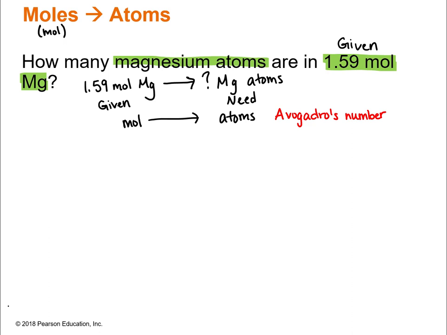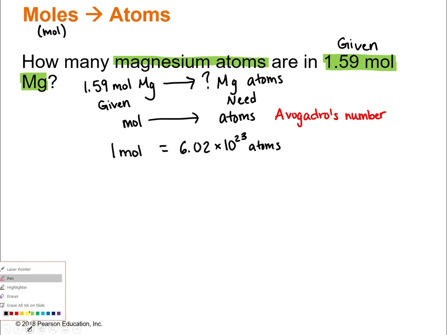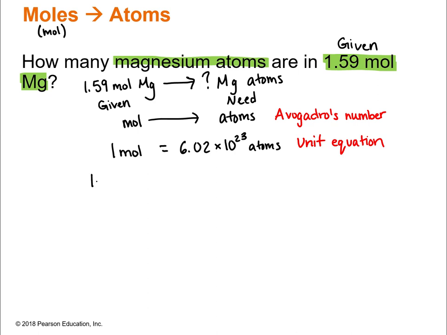So we said we need to use Avogadro's number, but what does that mean? We need some kind of a unit equation. Well, that's what we were given on the other page. This is our unit equation. We're defining a mole as 6.02 times 10 to the 23rd atoms. From there, we need to write unit factors. The unit factors look like fractions. Once you have one, you can just write the reciprocal.